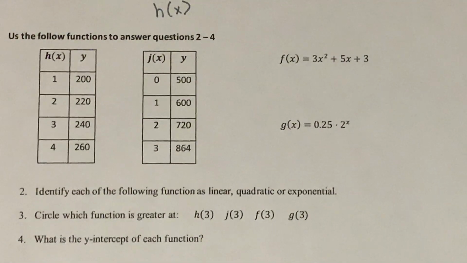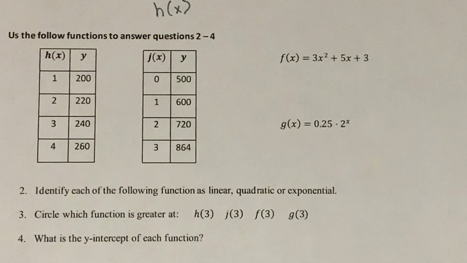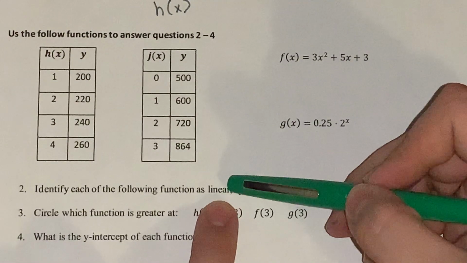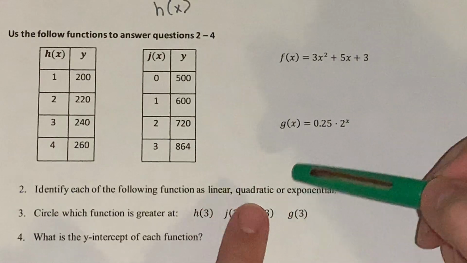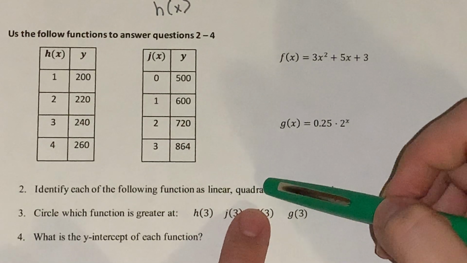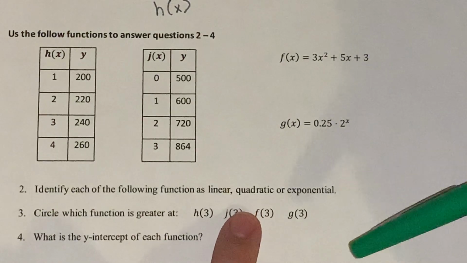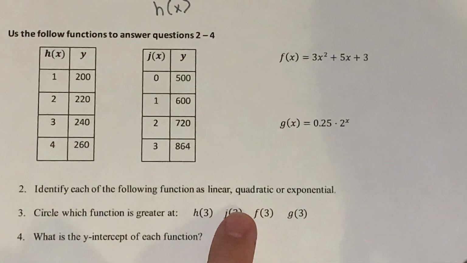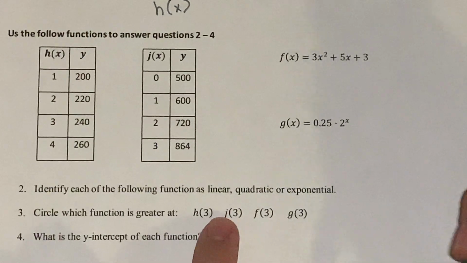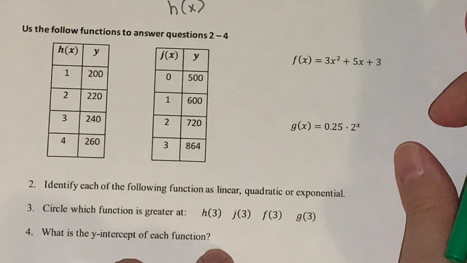All right, so number 2 is identifying each of the following functions as linear, quadratic, or exponential. Just to refresh your memory, anything that is linear is going to have common first differences, quadratics have common second differences, and exponentials have a common ratio. So first, second differences doesn't work. See if you can multiply by something or by a factor to get the next in the table.